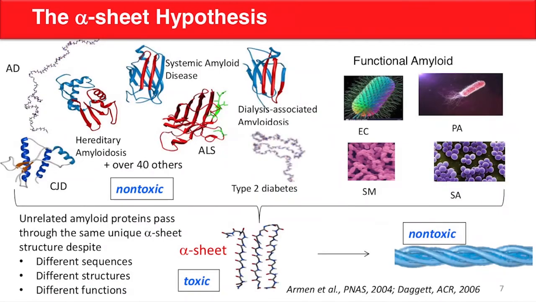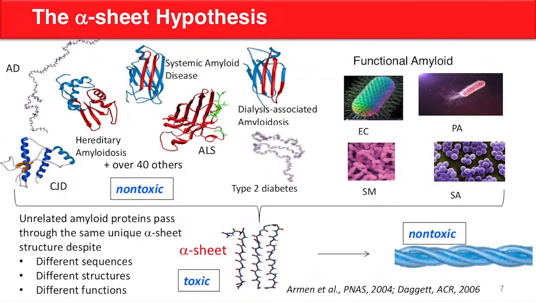When we then looked at more and more proteins, we found that all kinds of different amyloid proteins were forming this structure, even though they were unrelated. In the slide with a number of structures, you'll see A beta, the amyloid beta peptide, which is involved in Alzheimer's disease. You'll see the prion protein, Creutzfeldt-Jakob disease, and systemic amyloid disease is transthyretin.